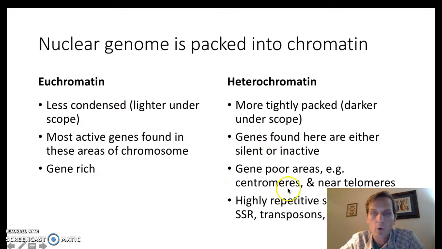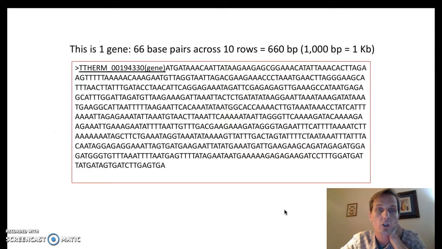So those are gene poor areas, places like the centromeres, near the telomeres, highly repetitive sequences like simple sequence repeats, the SSR, transposons, things like this, which could also be mutated but doesn't have any real effect on the genome or the phenotype of the plant. So let's go to the gene-rich regions and look at the genetic structure.